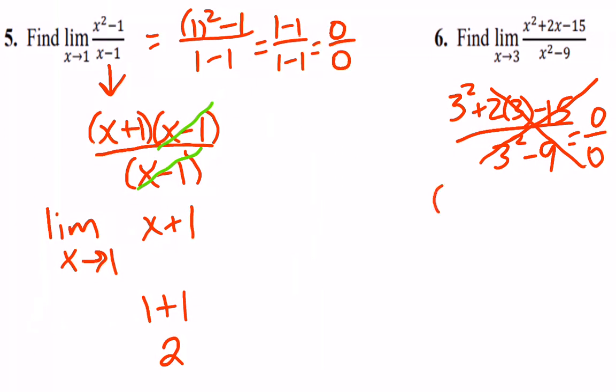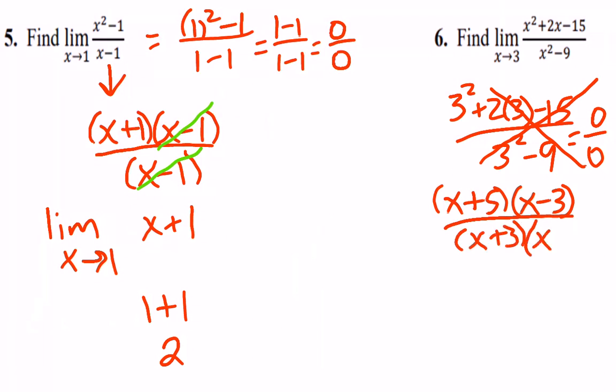So we factor the top. That would be (x + 5)(x - 3), over factor the denominator, (x + 3)(x - 3). There pops out my holes. Let's take those out. And now I want to find the limit of that function as x approaches 3. And now I'm going to actually be able to get an answer.